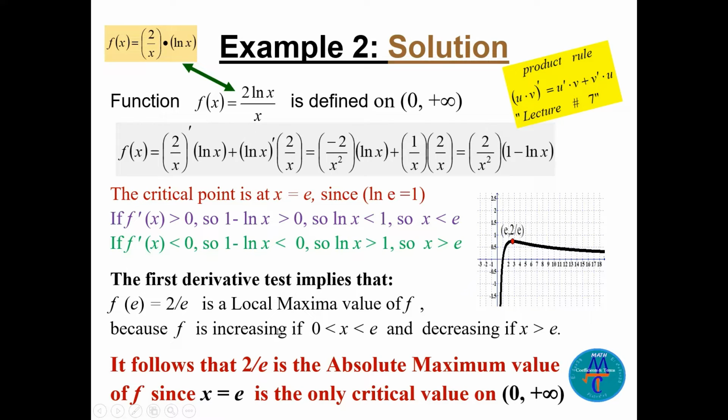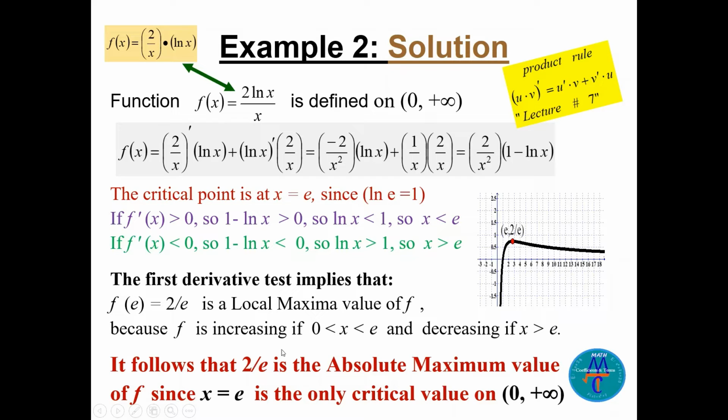F is increasing. Remember, f is increasing always if f prime is positive. So x less than e, but it should be positive from 0 to infinity. So x between 0 and e. See, from 0 to e, the function is increasing. Decreasing if f prime is less than 0, which is x greater than e. So it will be from e to infinity.